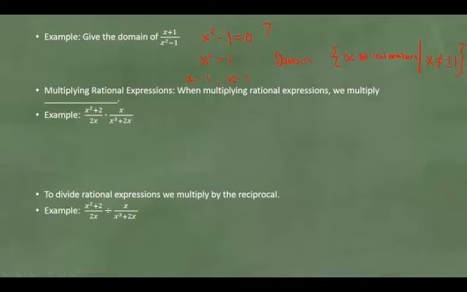Multiplying rational expressions. Remember, this is just like numbers. When multiplying rational expressions, we multiply straight across, just like we would with numbers. For x squared plus 2 over 2x times x over x cubed plus 2x, we multiply straight across. You might want to put parentheses to be extra careful there. X squared plus 2 times x over 2x times x cubed plus 2x.